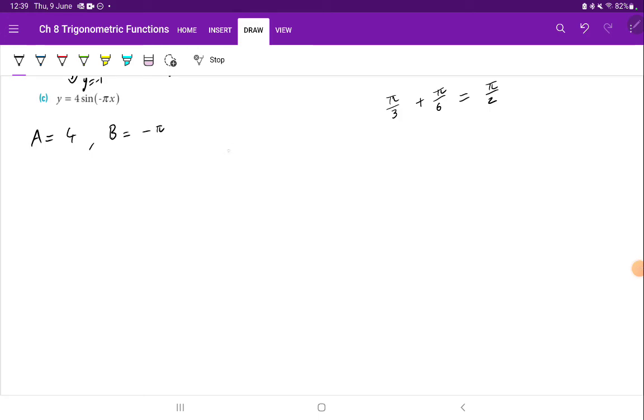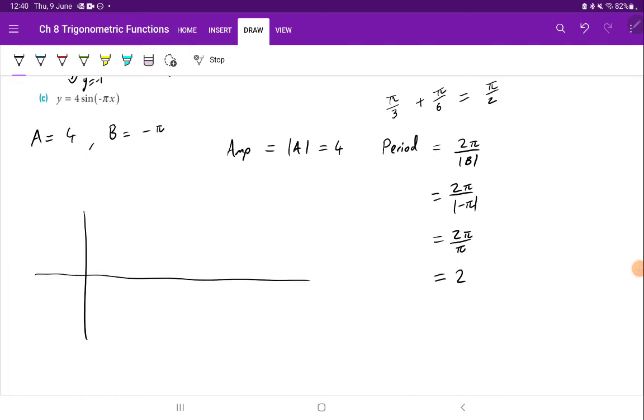So the amplitude is going to be equal to the absolute value of A, which is just 4. The period, now this is the interesting one, is going to be 2 pi over the absolute value of B, which is going to be 2 pi over the absolute value of -pi, which is 2 pi on pi. The pi's cancel, and the period's now going to be 2. So it's not going to be repeating in a strange way anymore. So the maximum line is going to be at y equals 4. The minimum line is going to be at y equals -4.